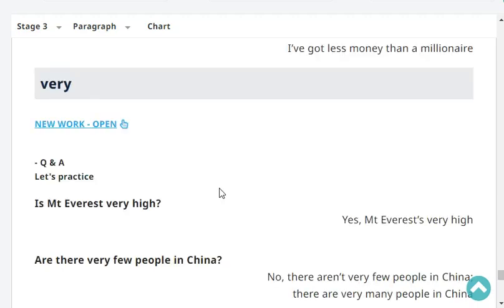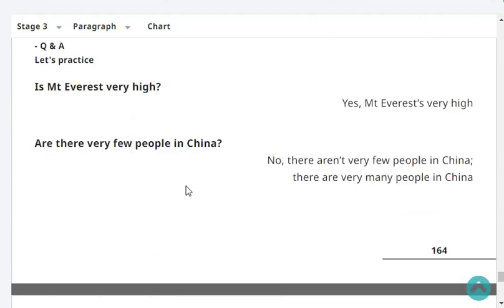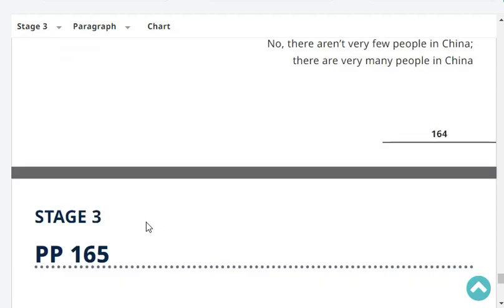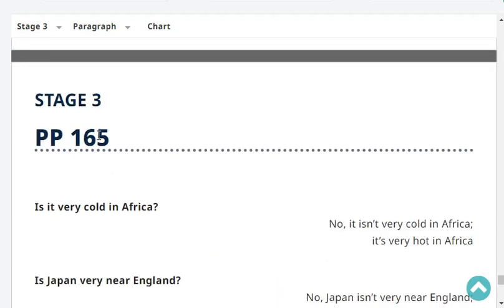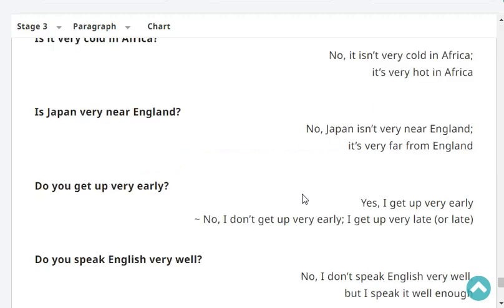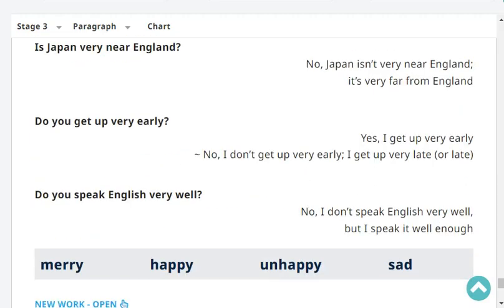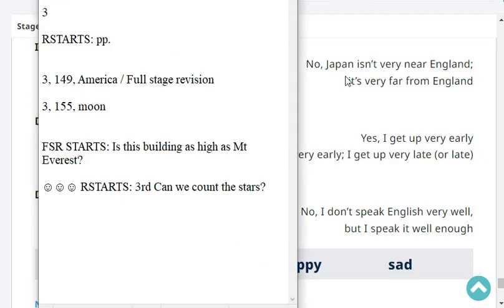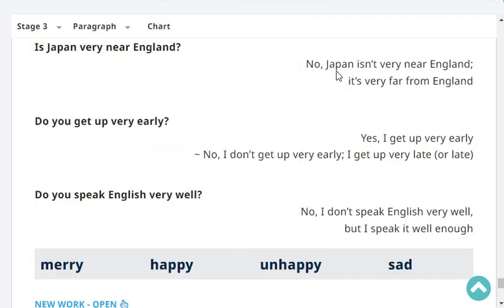Is Mount Everest very high? Yes, Mount Everest is very high. Are there very few people in China? No, there aren't very few people in China. There are many people in China. Is it very cold in Africa? No, it isn't very cold in Africa. It's very hot in Africa. Is Japan very near England? No, Japan isn't very near England. It's very far from England.